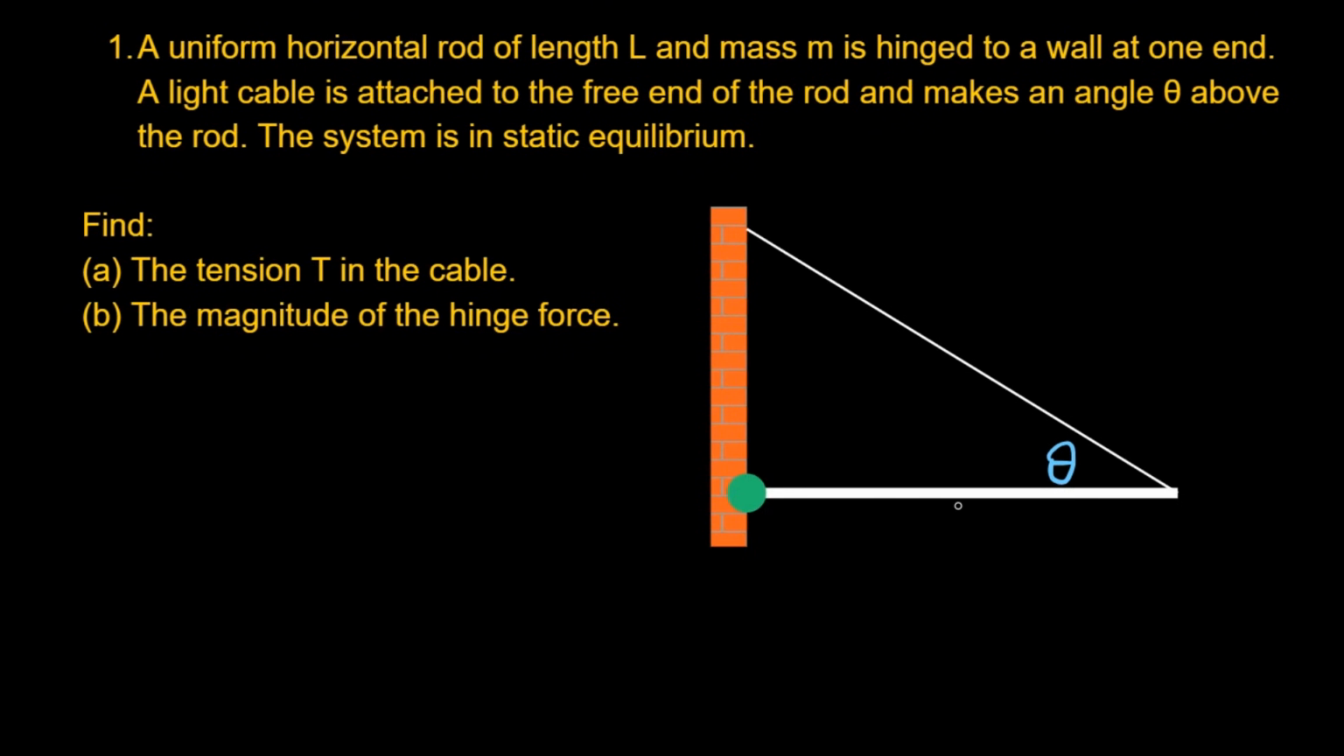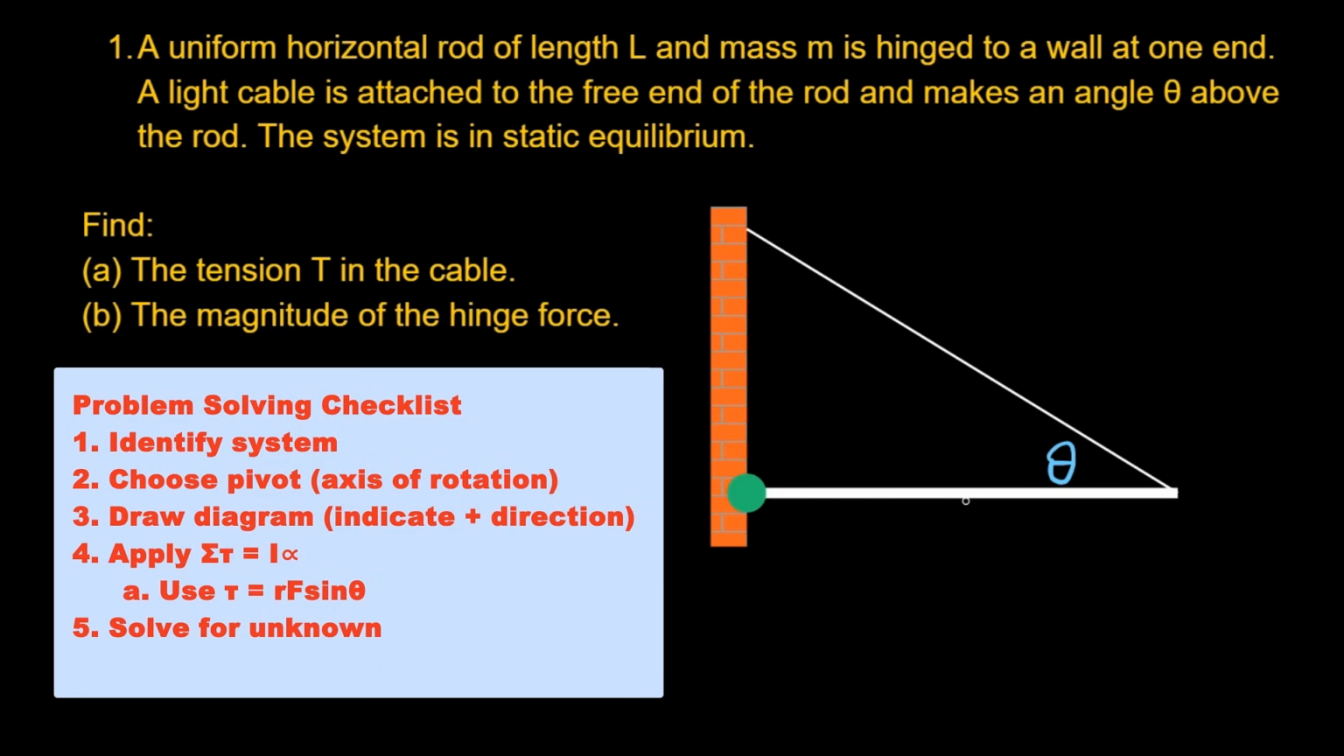In this video, we're going to solve 6 classic torque and rotational dynamics problems. To solve these problems, we'll be using this problem-solving checklist. Step 1, we'll identify the system. Step 2, we'll choose the pivot, also known as the axis of rotation. Step 3, we'll draw a diagram. We'll also be indicating the positive direction.